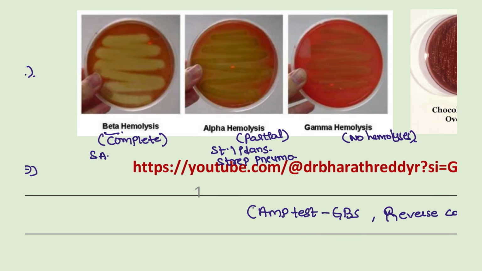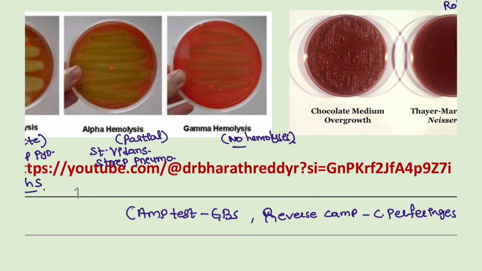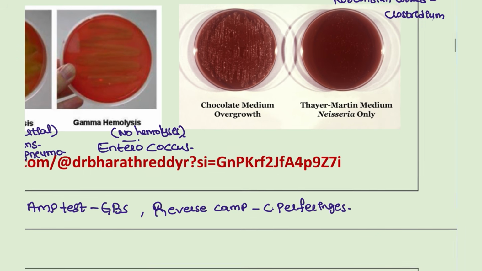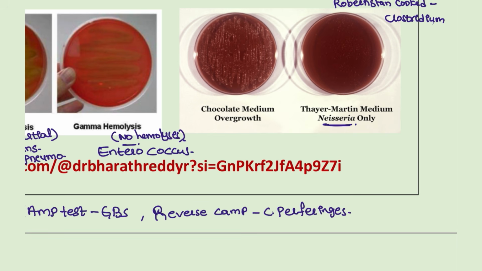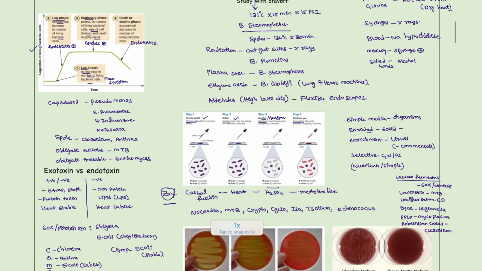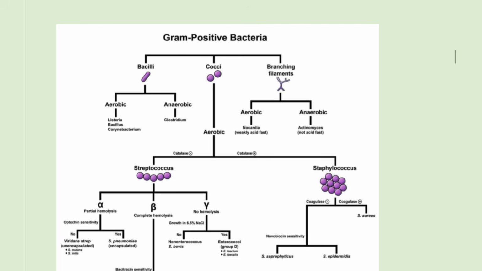Beta hemolysis, Staph aureus and also Streptococcus pyogenes, GBS and also group A hemolytic enzyme will be seen. Gamma hemolysis, there is no hemolysis seen. It could be enterococcus. These are present for the enterococcus species. And Thayer-Martin is for the Neisseria species, Neisseria gonorrhoeae or Neisseria meningitidis. Chocolate medium is used for the Haemophilus species.